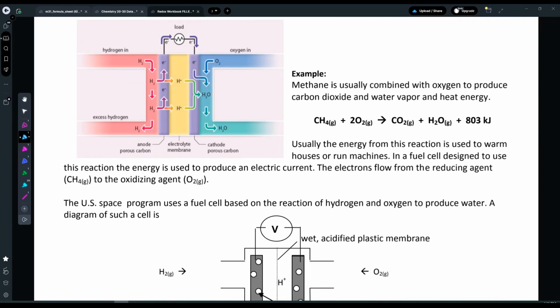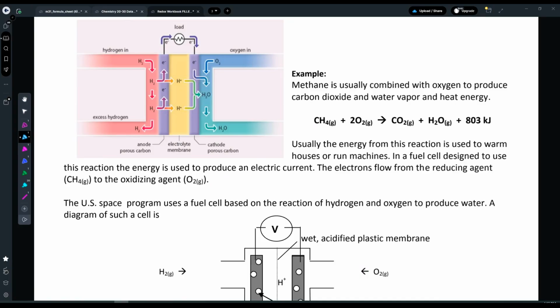Usually the energy from this reaction is used to warm houses or run machines. In a fuel cell designed to use this reaction, the energy is used to produce an electrical current. So the electrons flow from the reducing agent, which is methane, to the oxidizing agent, which is oxygen gas.